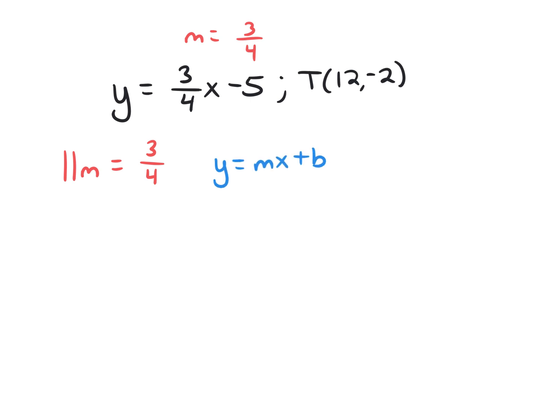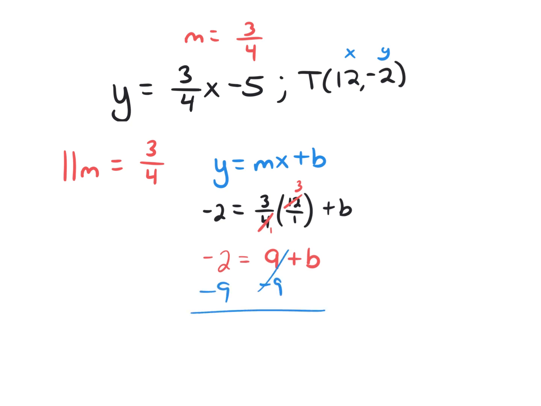Plugging in what we know, remember this point here, that gives us our x and our y. What's our y value? -2 equals slope 3/4. Our x value is 12. Treat that as over 1. And then we have plus b. Little review again. What can I do with this 4 and 12? You can simplify, right? How many times does 4 go into 12? 3. So that turns into 3 times 3, which is 9 plus b. What do I do from here? Subtract 9. So we get -11 equals b.